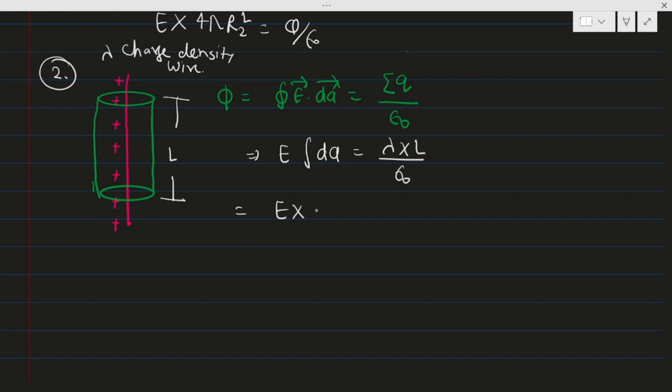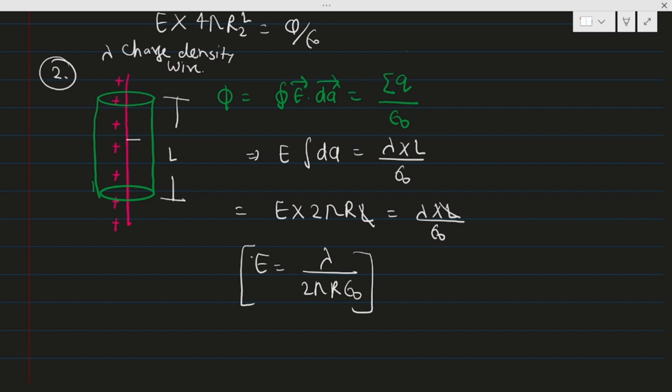So E times dA, where dA is the area of this cylinder. The cylinder's area is 2 pi r into L, and this equals lambda into L over epsilon naught. L cancels out, and E comes to lambda over 2 pi r epsilon naught. Here r is the radius of this cylinder. This is the electric field due to the wire. We solved it by considering the symmetry of the cylindrical case.